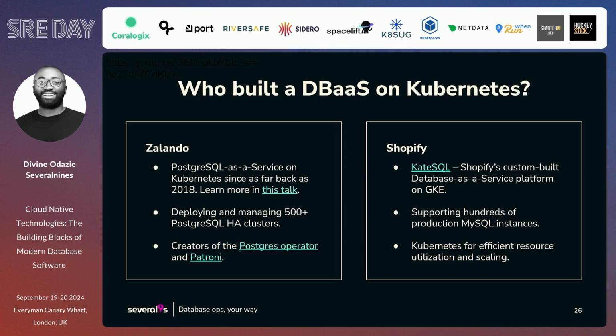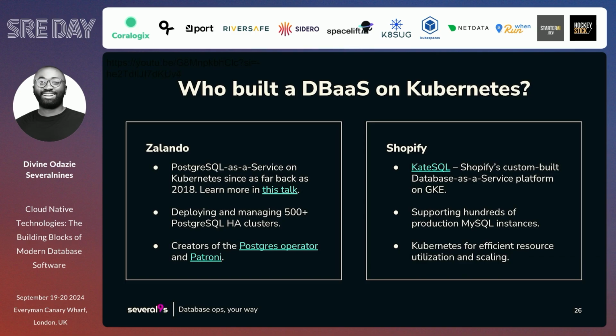Like I mentioned, I don't know if you recall, I mentioned Zalando, having the Postgres operator. Since as far back as 2018, they've been running databases on Kubernetes at scale, managing 500 plus clusters, and they are the creators of Patroni. If you're in the database space, you know about Patroni, a high availability template engine.